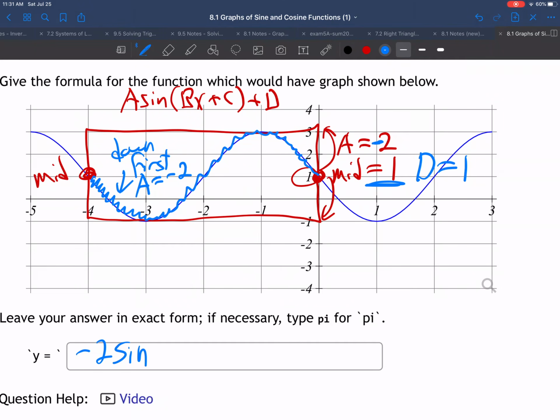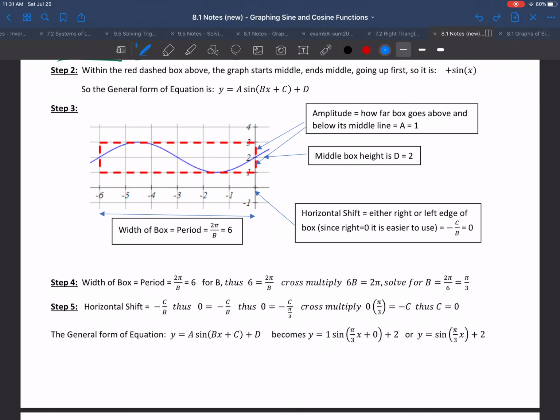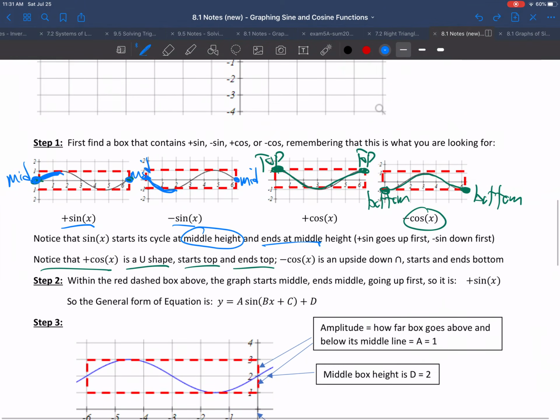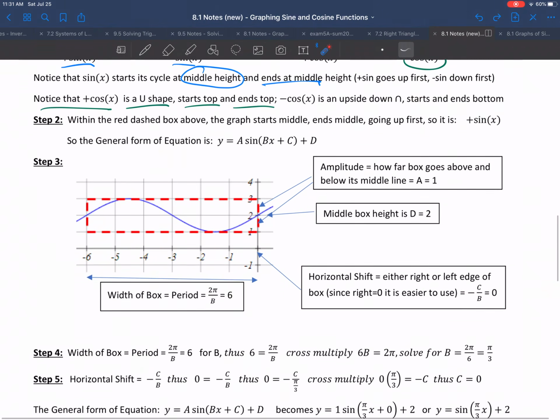Do you see that? Let's go back to the notes. Again, remember how these boxes work. Be really clear. Sine that goes up first is a positive sine. Sine that goes down first in this box is a negative sine. We have a negative sine in our example. All right, let's go on to step 3.